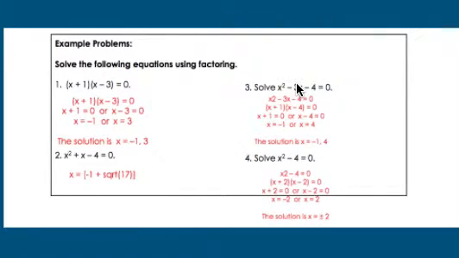For number 3, we're doing basically the same as number 1. We're setting both x plus 1 and x minus 4 equal to 0. x plus 1 equals 0, or x minus 4 equals 0, x equals negative 1, or x equals 4. So the solution is x equals negative 1 or 4.